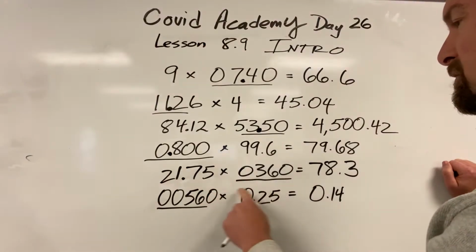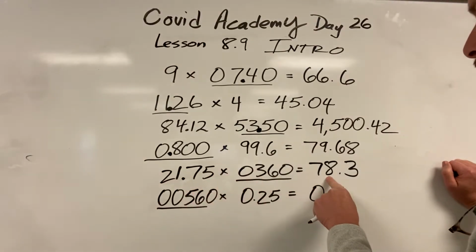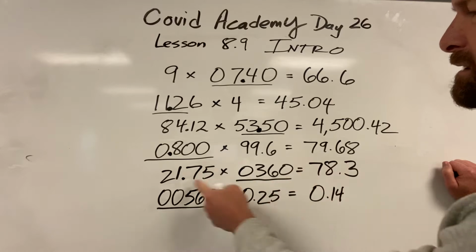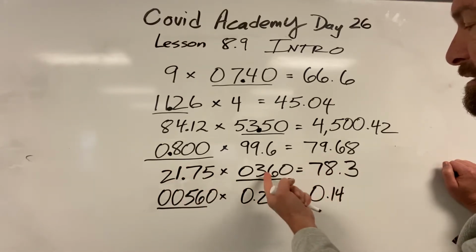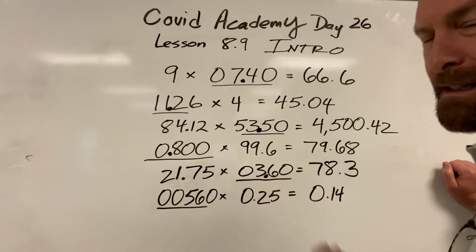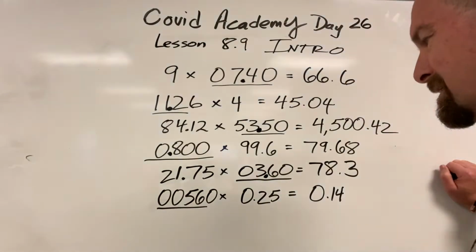Okay, let's try this one. 21 times something gives you a 78. Well, let's call that 20. 20 times 3 would give me 60. That's pretty close. This would be 3.6. Yep. That one wasn't as hard. Come on. All right, let's try this one.